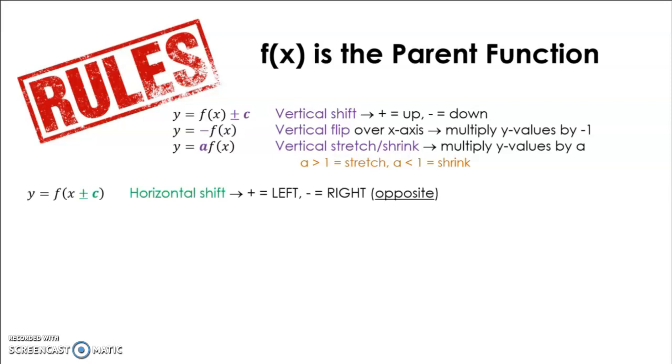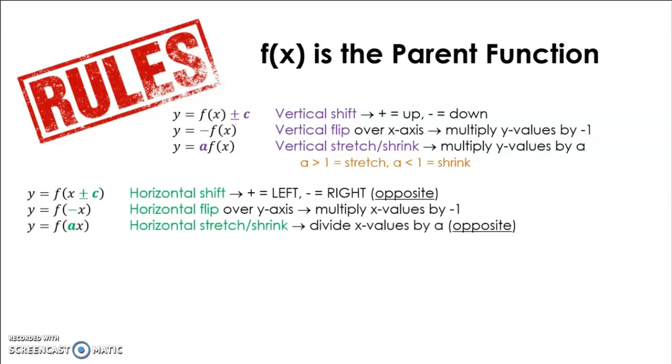If we have a plus or minus c inside the function, inside those parentheses, it's a horizontal shift. But here, when it's horizontal, we do the opposite. So a plus c on the inside would move us to the left, and a minus c on the inside would move us to the right. If we have a negative on the inside, so inside the argument there, that's a horizontal flip over the y-axis. And here we would multiply x values by a -1. That's the only horizontal thing that doesn't result in an opposite.